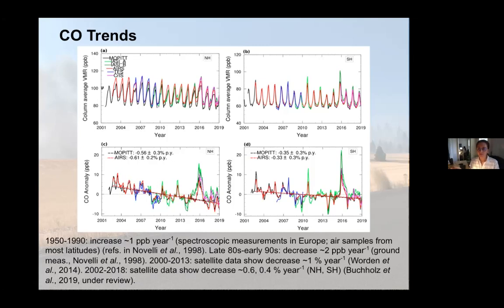And I think I mentioned already that initially in the 50s, CO was going up, but then since the 80s, it started going down. In a similar analysis up to 2013, those trends were stronger. So CO was decreasing by around 1% per year. And now it's still decreasing, but not so much.